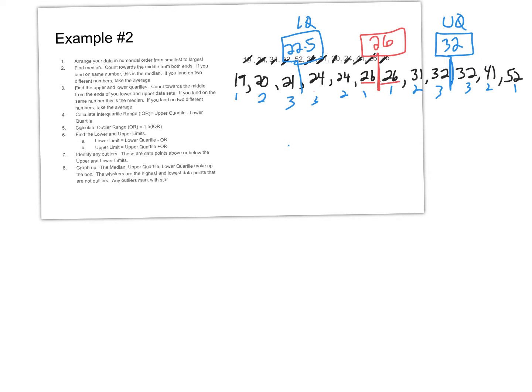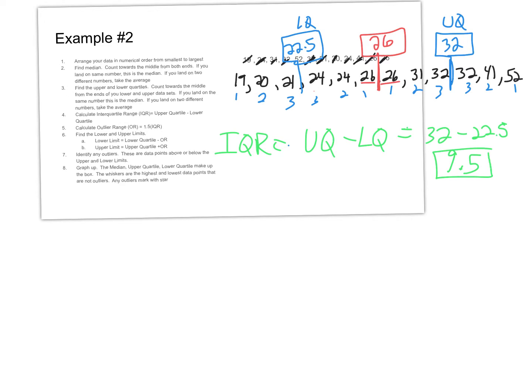All right, now for the math part. Interquartile range, IQR. Upper quartile minus the lower quartile. So we're going to have 32 minus 22.5, and when I do that, we get 9.5. So my interquartile range is 9.5.